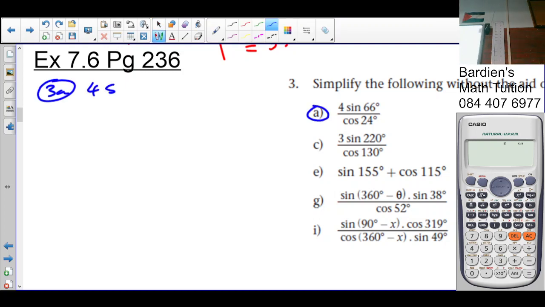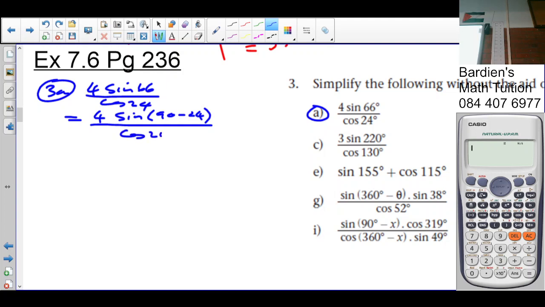So you've got 4 sine 66 over cos 24. But we know that 4 sine (90 minus 24). I keep the sine and change the other. Okay? So it will be cos 24, and 90 minus changes sine to cos. It's in the first quadrant, so all is positive. You've got cos 24 over cos 24, which gives you an answer of 4. You all okay with that?